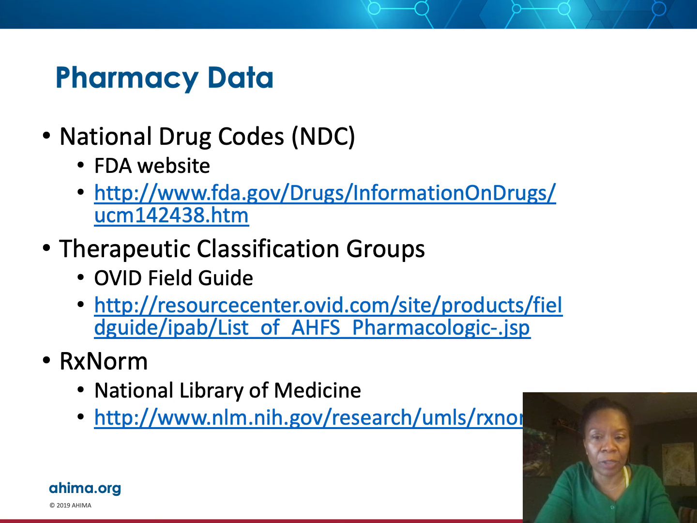So to address the issue, the American Hospital Formulary Service developed the Therapeutic Classification Group and System to categorize drug products. Pharmaceutical data may also be identified by RxNorm, a name and standard for prescription and over-the-counter drugs that is provided by the National Library of Medicine. The purpose of RxNorm is to allow providers to standardize the naming convention and identifiers for drugs.